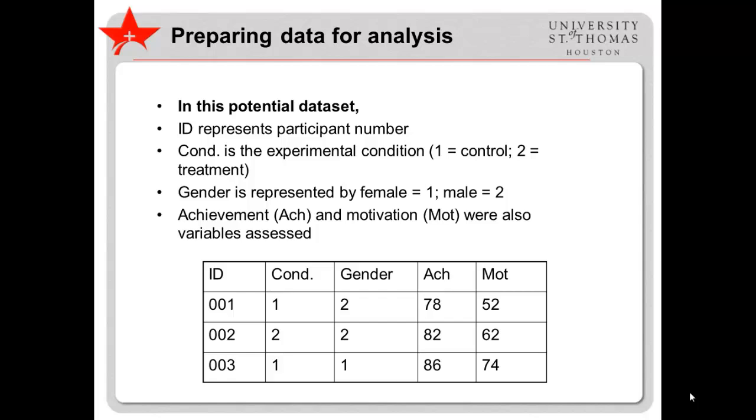Additional rows would be added for additional participants, just as additional columns could be added for additional variables. Now you are ready to analyze the data.